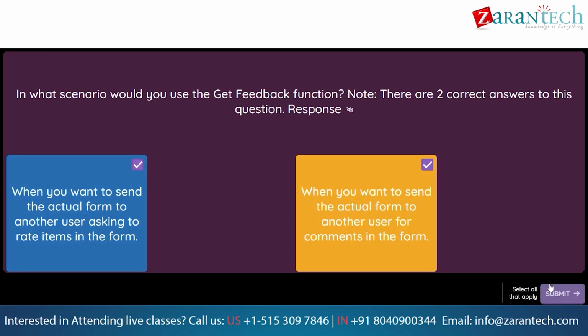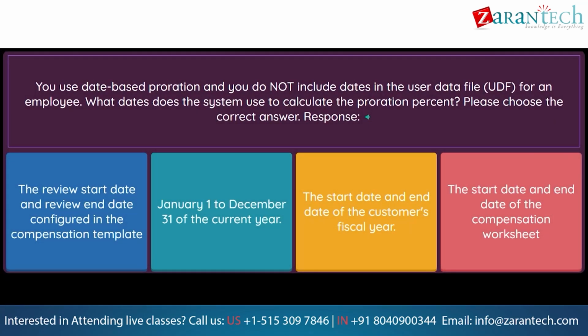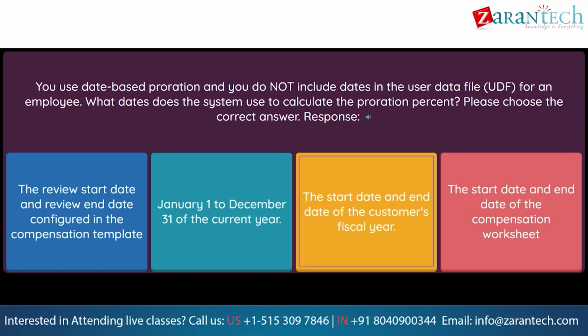Question: You use date-based proration and you do not include dates in the user data file, UDF, for an employee. What dates does the system use to calculate the proration percent? Please choose the correct answer. Response: Option 1, the review start date and review end date configured in the compensation template. Option 2, January 1st to December 31st of the current year. Option 3, the start date and end date of the customer's fiscal year. Option 4, the start date and end date of the compensation worksheet.